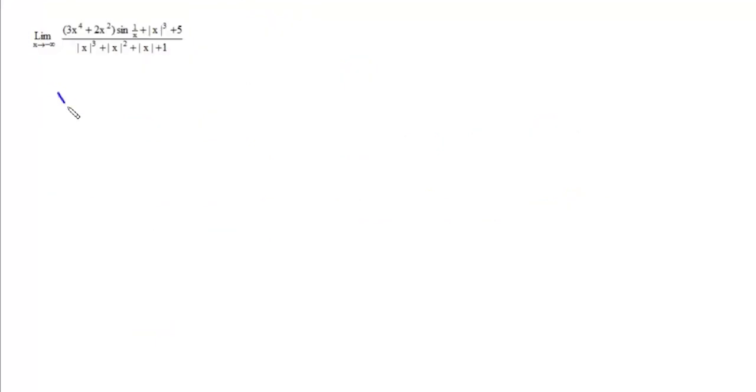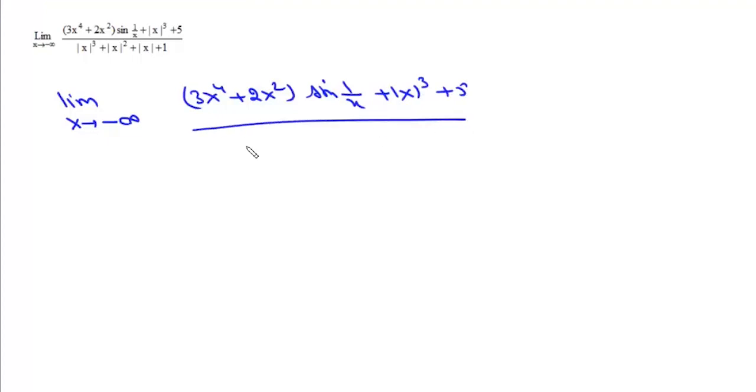Now here the question is, we need to find this limit x tends to minus infinite, and this is 3x to the power 4 plus 2x square sine 1 by x plus mod of x cube plus 5 upon mod x cube plus mod of x square plus mod of x plus 1. Now since x is minus infinite, that means x is less than 0, and when x is less than 0, then mod of x is simply minus x.